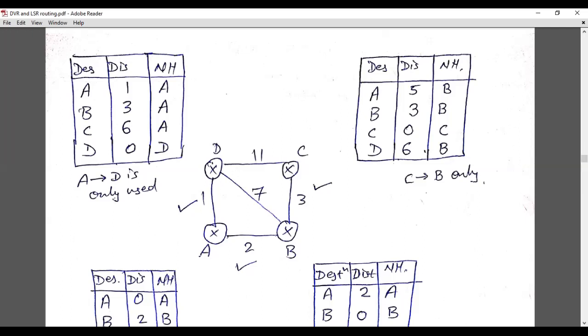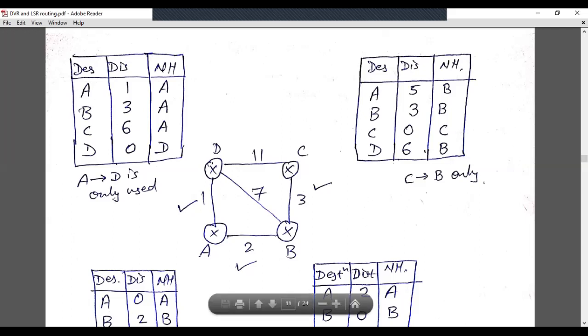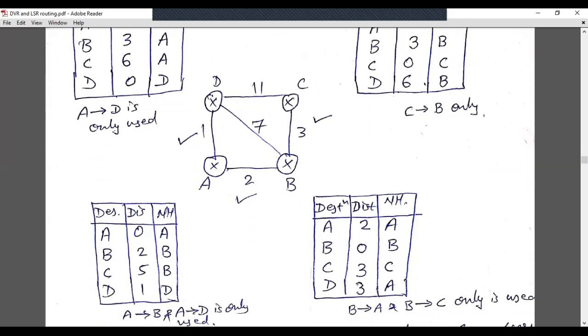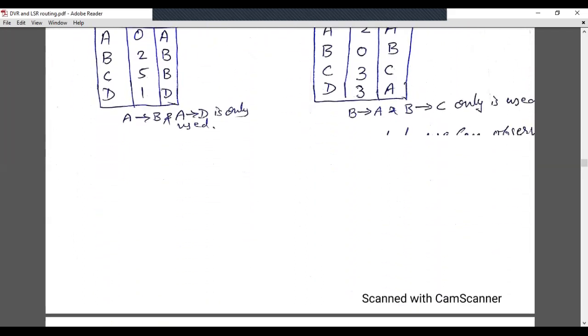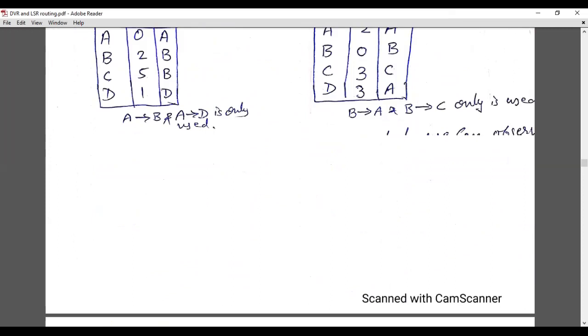Likewise, for router D, the routing table would be created. D to A is 1, then D to B is again 1 plus 2, that is 3 through A, and then D to C is 1 plus 2 plus 3, which is 6 through A, and D to D is 0. Right, so only the A to D path is used, and the rest of the two edges, if you observe carefully, the edge between D and C and the edge between D and B, are not used at all. As they are never used, they could be removed from the network.